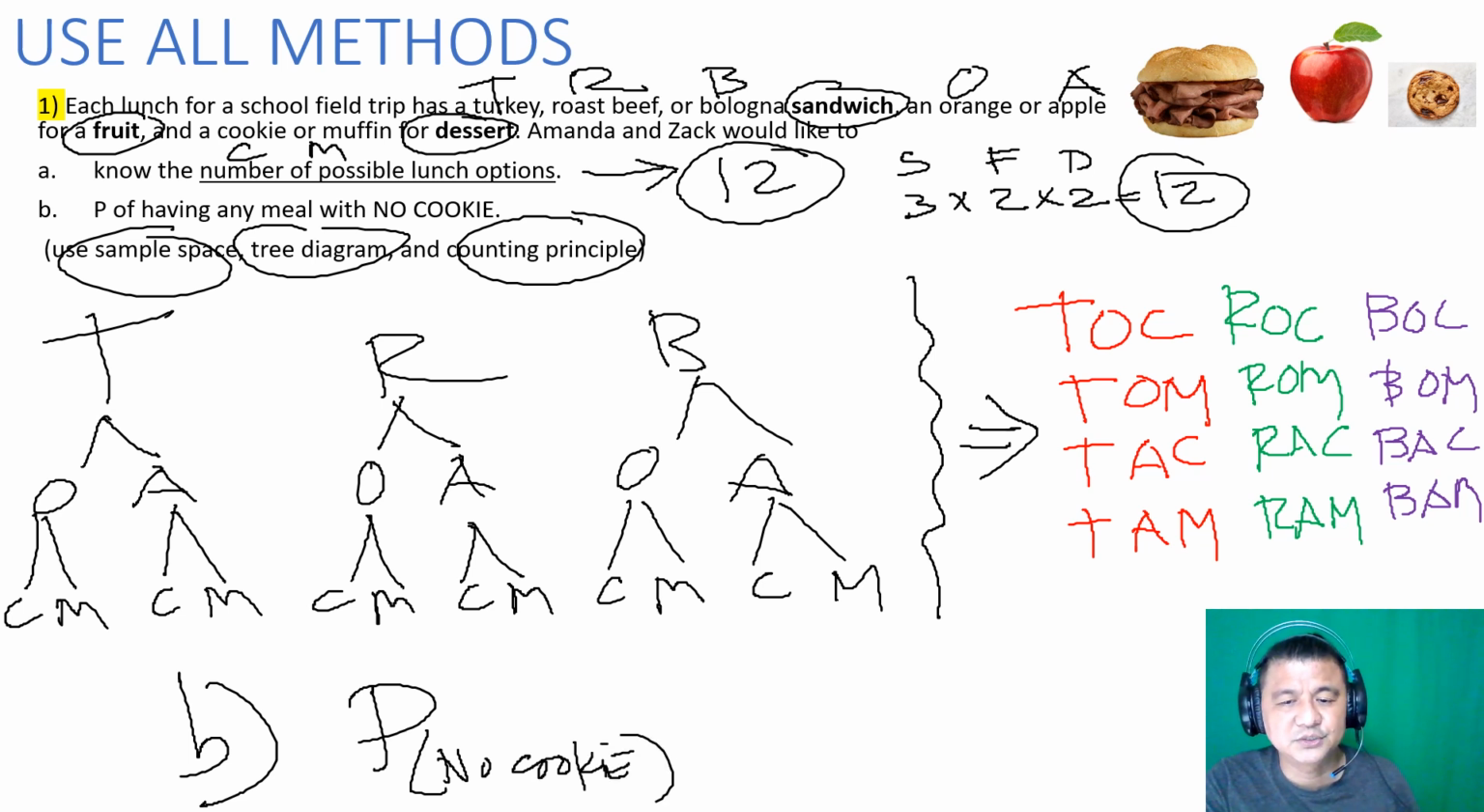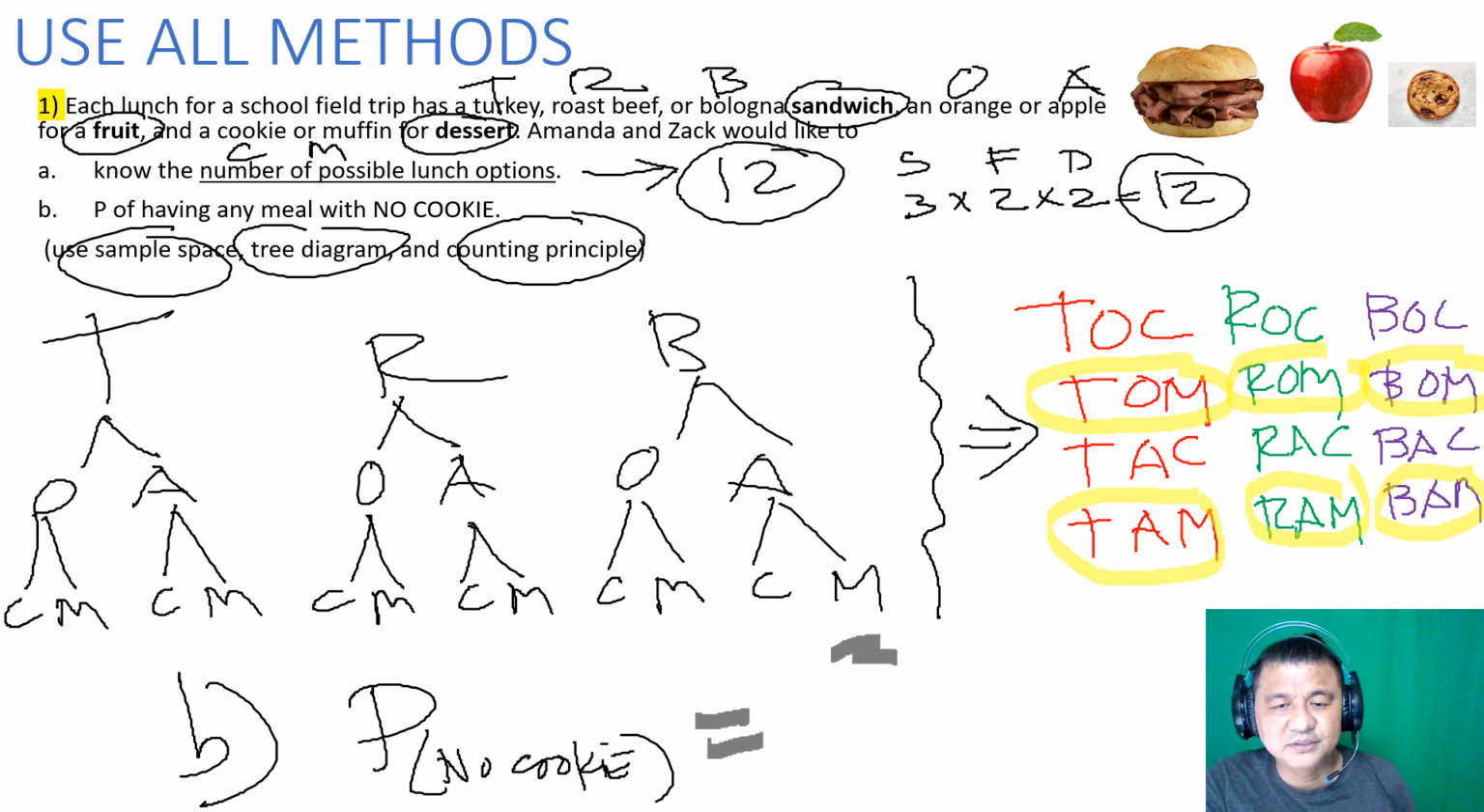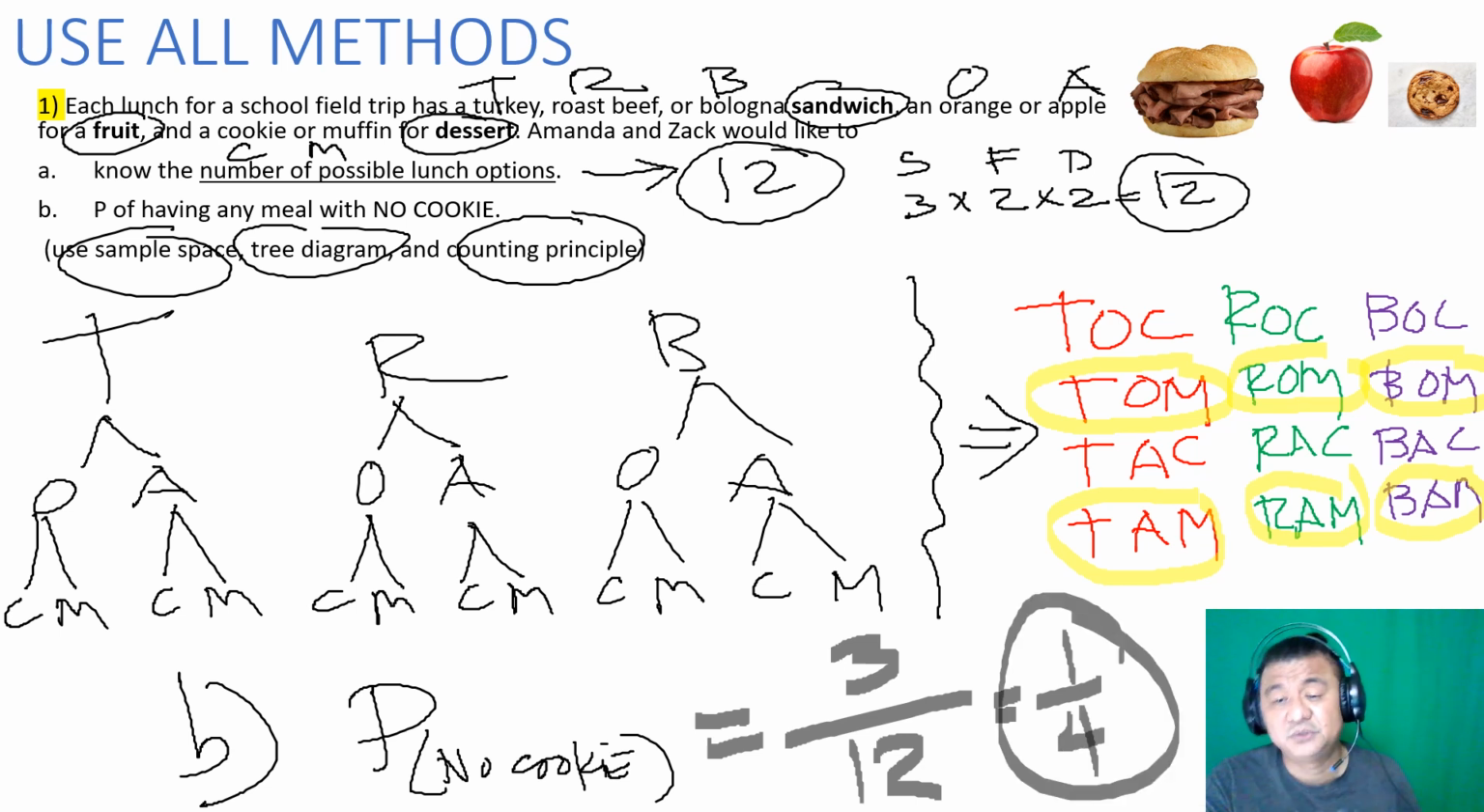Look at this. I will circle the meals without a cookie. So you don't have a cookie. You have a muffin. You did not order the cookie. All right, so how many is that? There are 3. So what do I write? I put 3 on top. And what's the denominator? 12. Or in lowest terms, it is 1/4. So it is less likely that they will order a meal without a cookie.